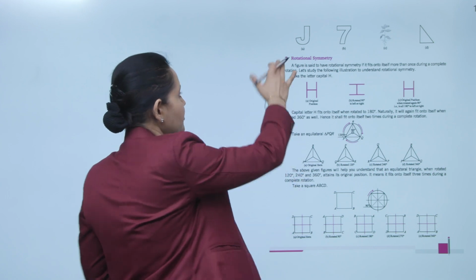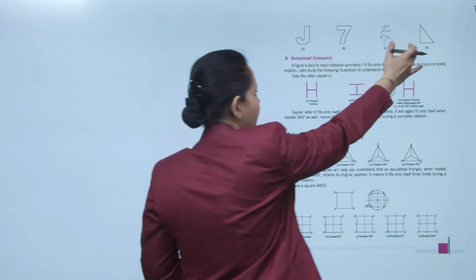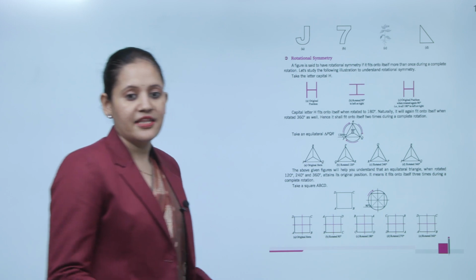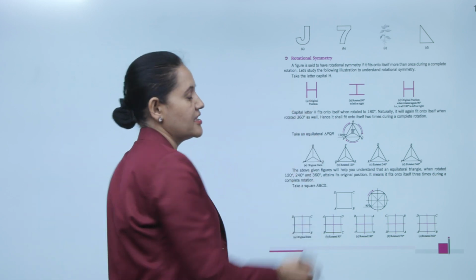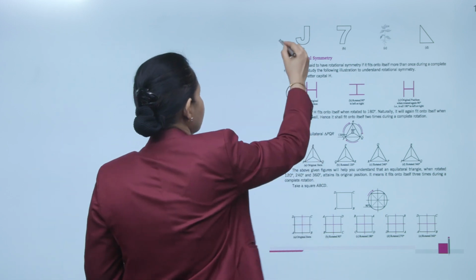Like here, J, 7, this plant and this right angle triangle. They will not show any line of symmetry, so they are symmetrical figures.